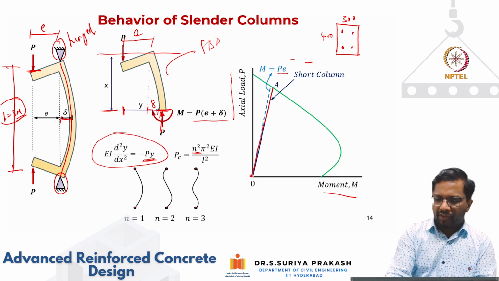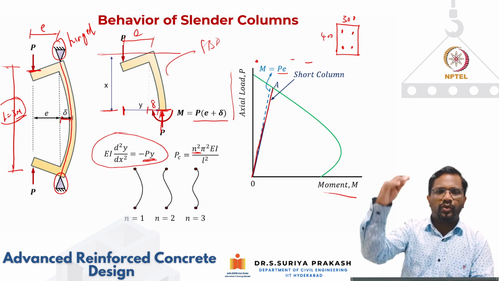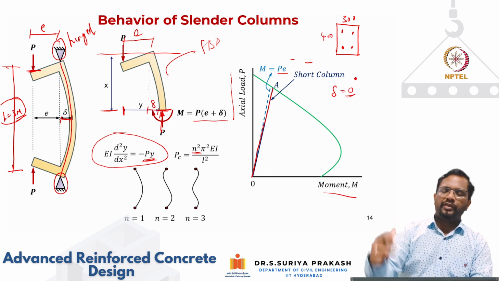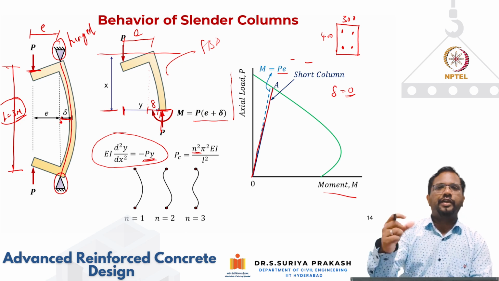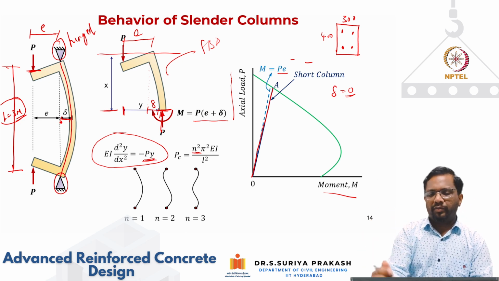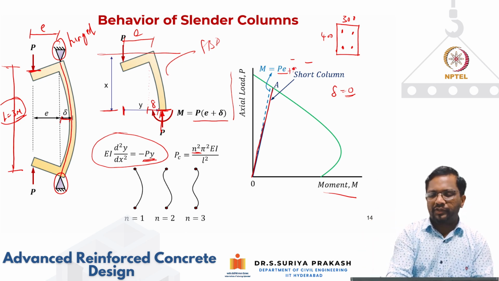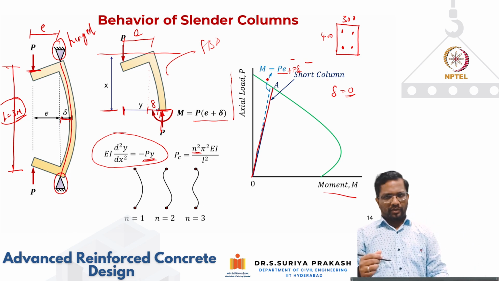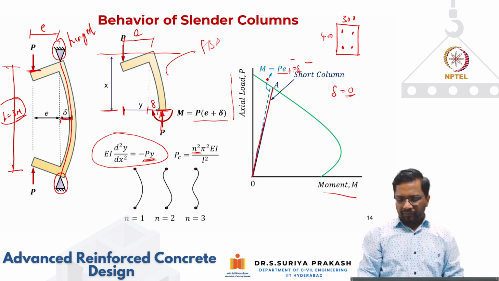Initially, you will find that at these low levels of axial compression, delta will be equal to 0. As I apply more and more axial compression, you will start getting some delta. So the moment will increase slightly, which is P into delta. Now this delta value will be very, very small for a short column. So this is the behavior of a short column. Delta will be very, very small.